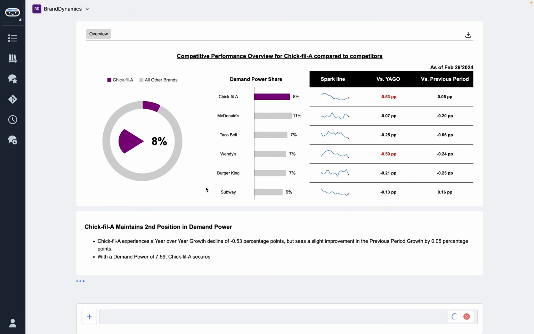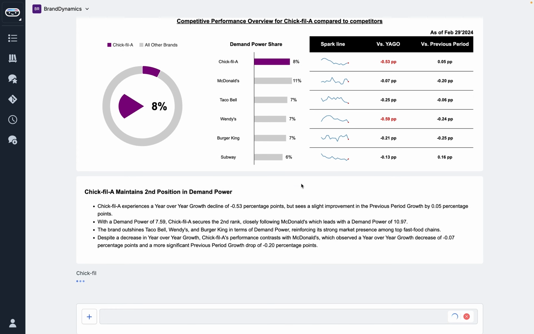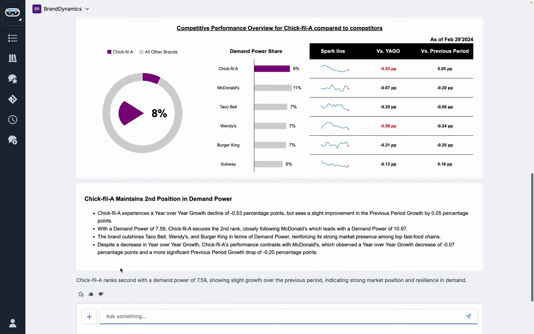Now we get charts, we get tables, we have verifiable references. We can download this information if we want to, but we also get analysis. So ultimately the answer coming back says Chick-fil-A ranks second with a demand power of 7.59, showing solid growth over the previous period. Then it has a number of other indications here about how other brands are doing and a number of different indications about the growth of the Chick-fil-A brand.